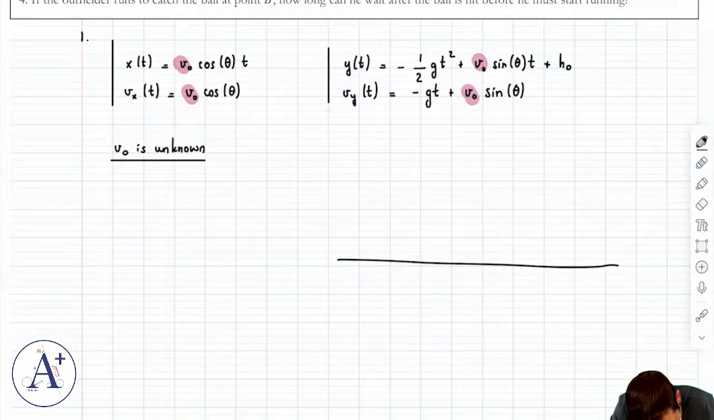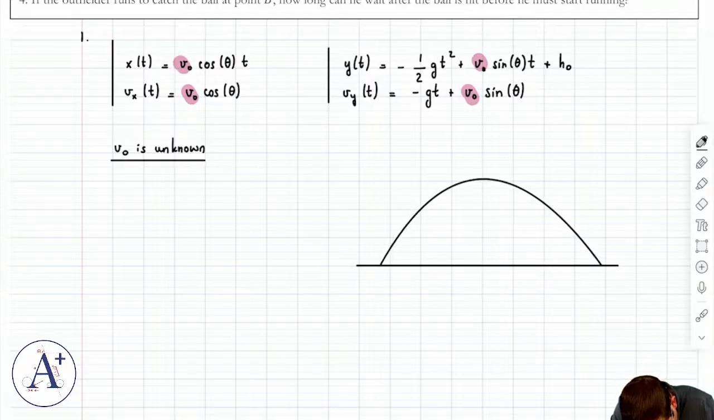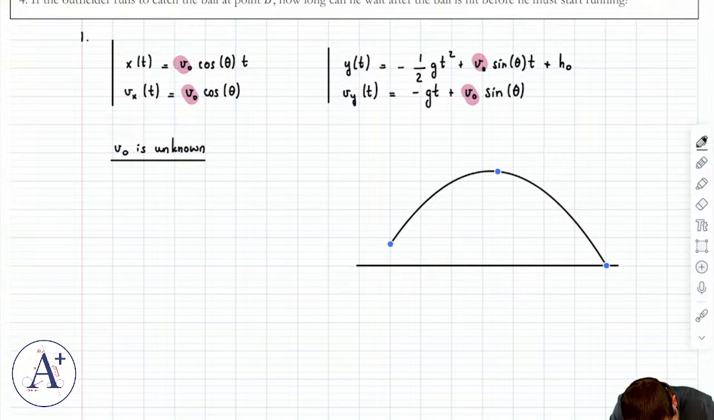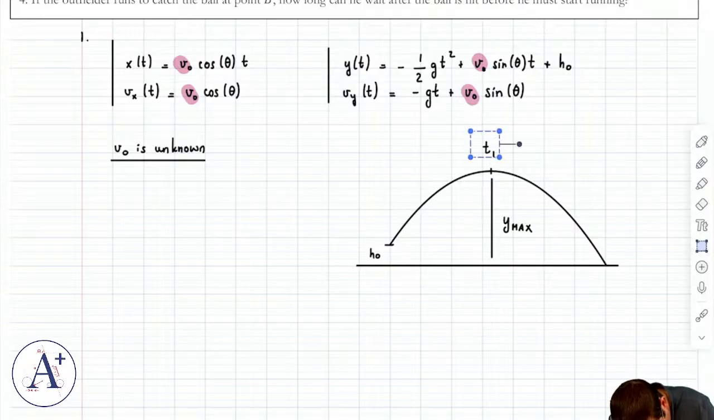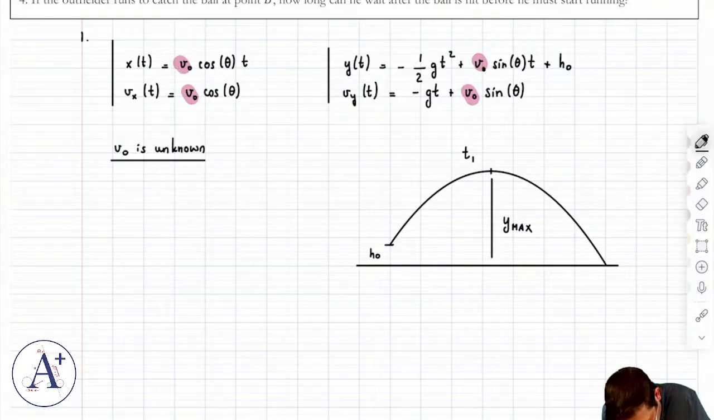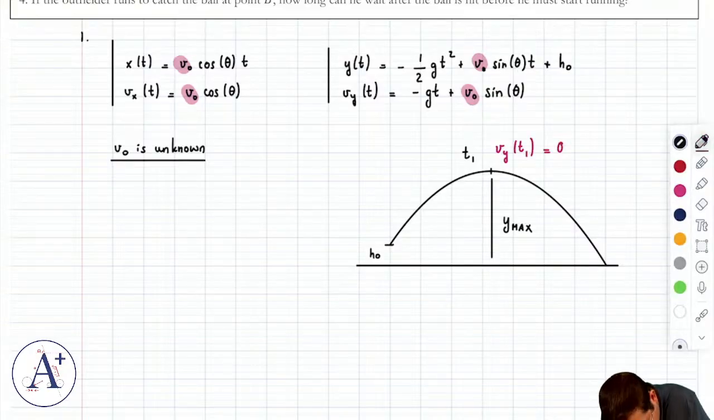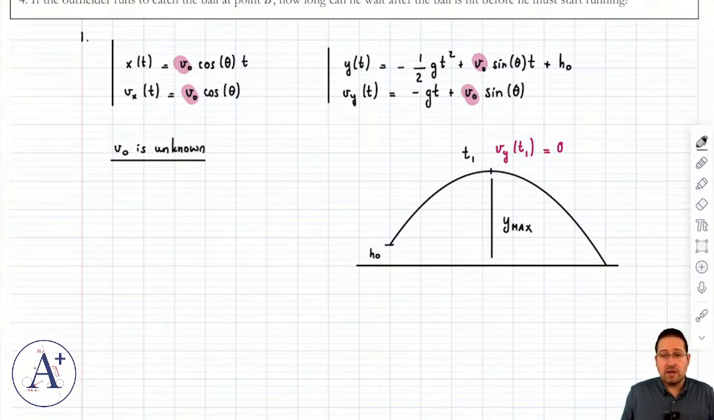Okay, so let's briefly redraw this real quick. Now this starts at a certain height, h0, above the ground. It's going to reach a max height, y max, which is known, at a time, let's call it t1. And there are a few things that we know about y max, the max height. We know that Vy at time t1 is equal to 0. That's what defines the max height. Now, that's true. However, I don't know t1.